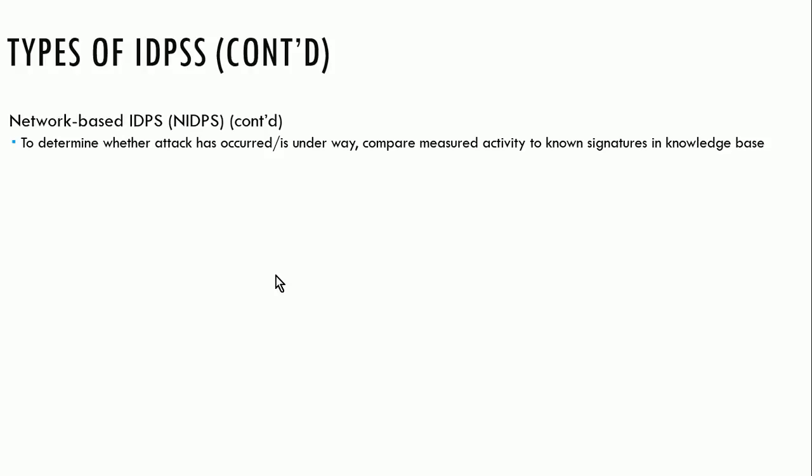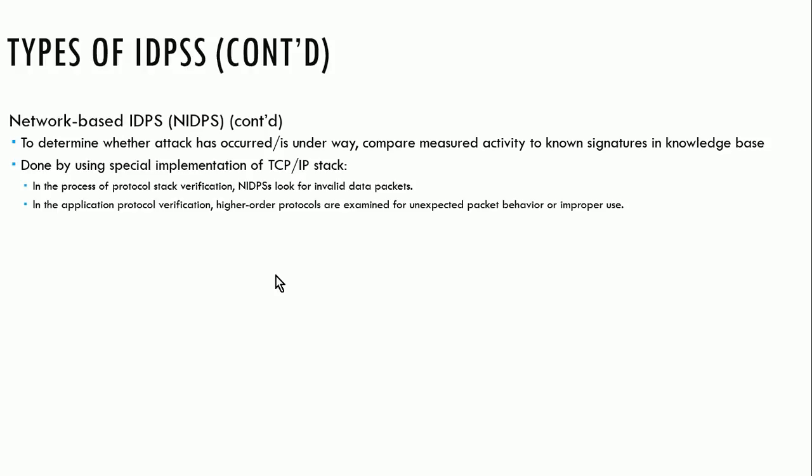To determine whether an attack has occurred or is underway, it compares measured activity to known signatures in some kind of knowledge base, which I talked about earlier. I showed you that graphic, and you can think of that as kind of like signatures. If you're familiar with how an antivirus works, it takes a fingerprint of a program and compares it to known signatures of how viruses work, and that's how it identifies them. There's a variety of different methods they use to do that. Some of them are as simple as taking a hash of the executable, and some can be more complicated, where they look at how the application is actually working. They can be done by using special implementation of the TCP/IP stack, which we learned about in the previous unit.